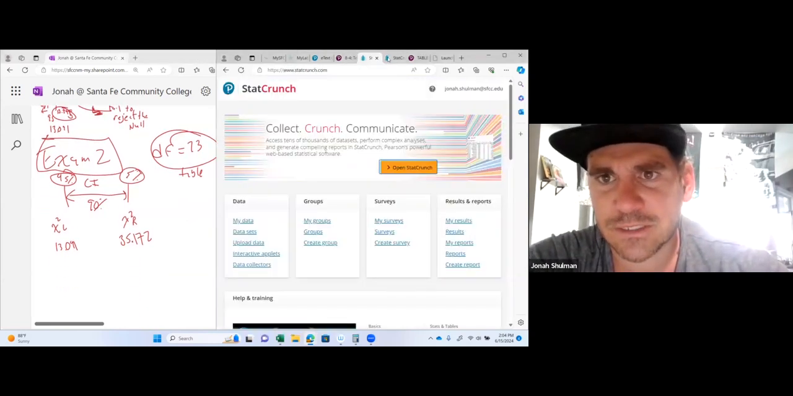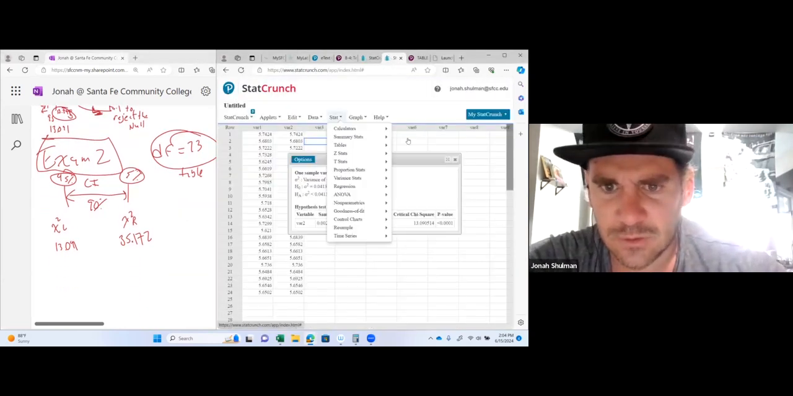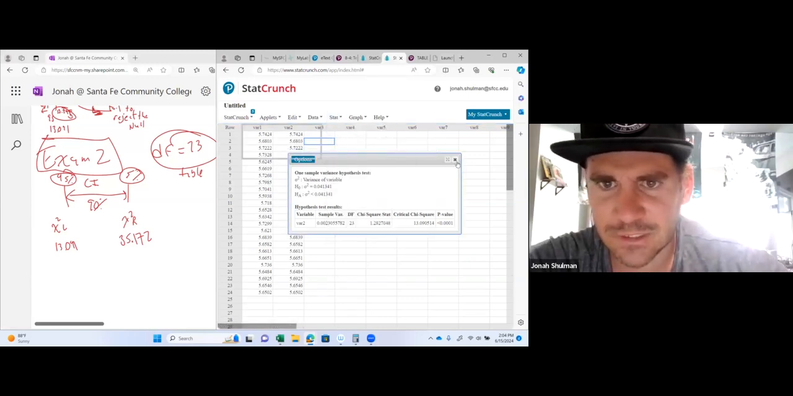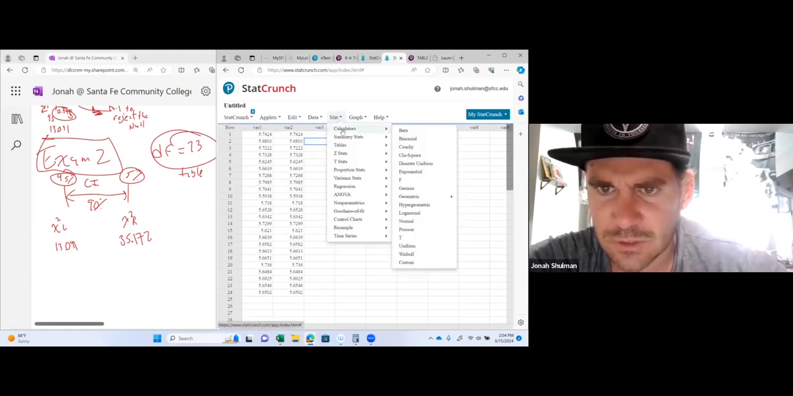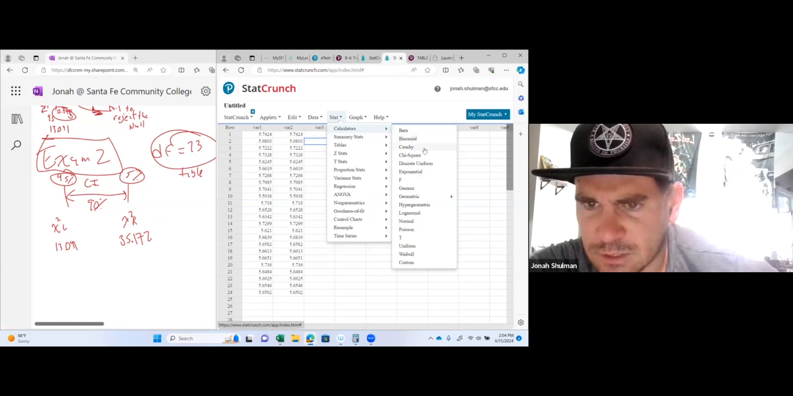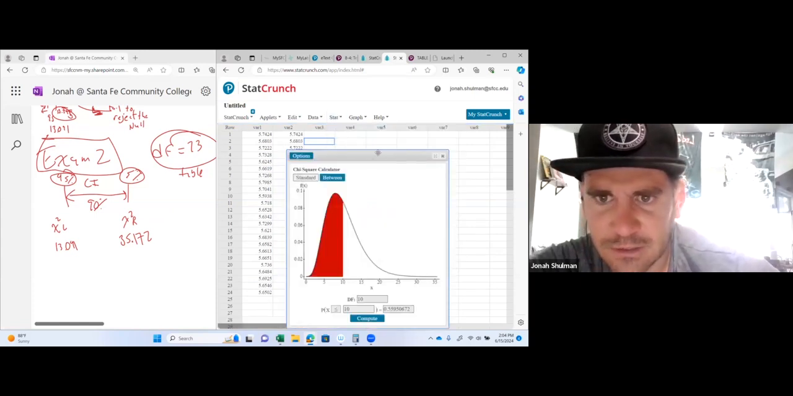Now I remember getting these on StatCrunch. So I'm going to show how to get them on StatCrunch because I hate looking at the table. It always seems to mess me up. So let's go to calculator. There's one that says chi-square. Yeah, so calculator, chi-square. Sweet.